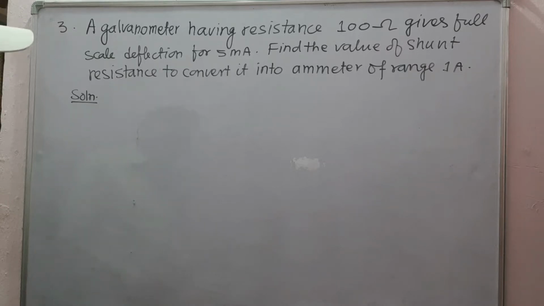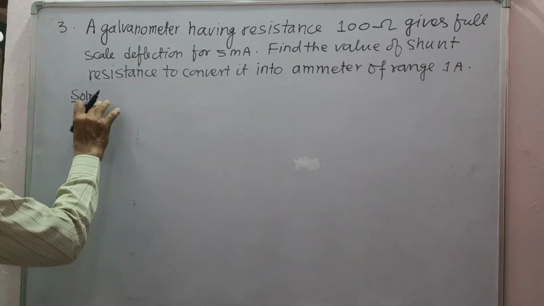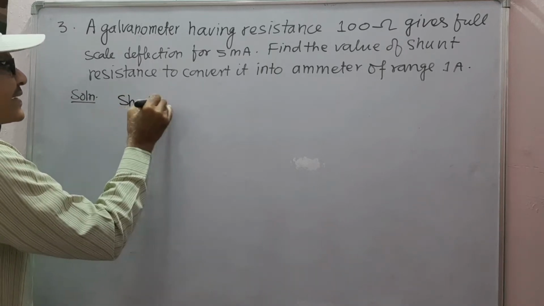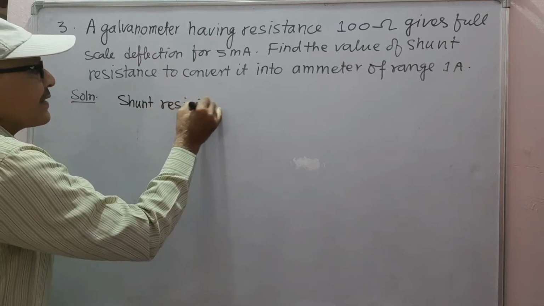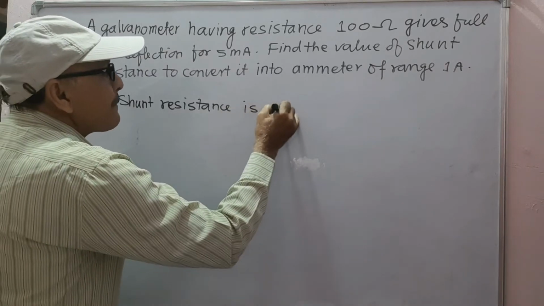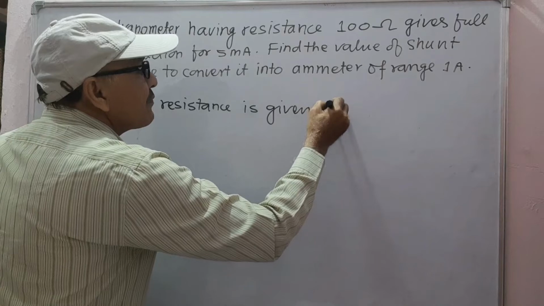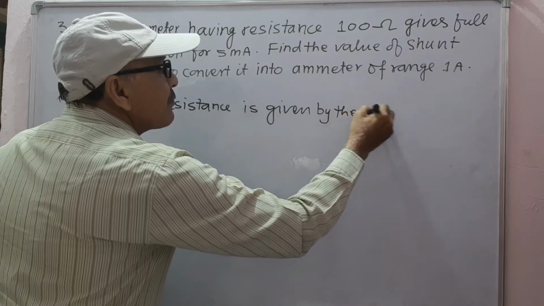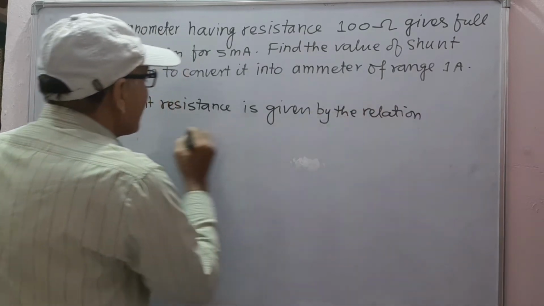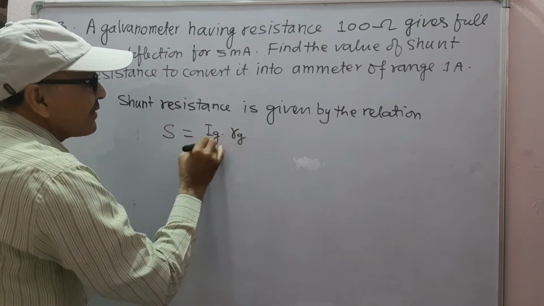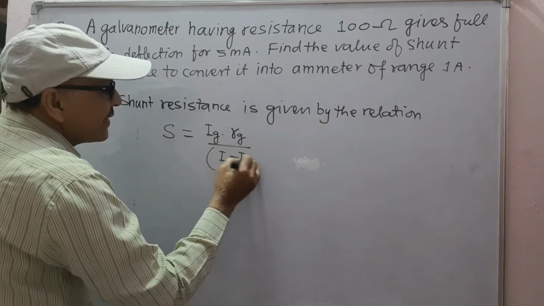Third question is, a galvanometer having resistance 100 ohm gives full scale deflection for 5 milliampere. Find the value of shunt resistance needed to convert it into ammeter of range 1 ampere. Solution. Shunt resistance is given by the relation S is equal to Ig into Rg upon I minus Ig.